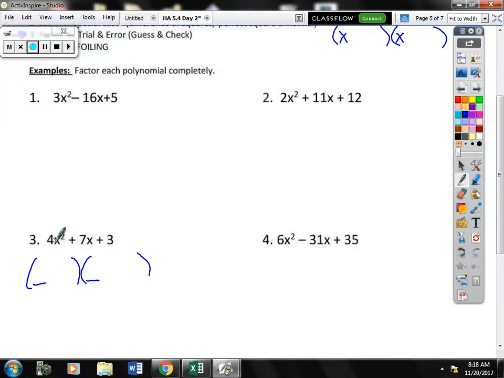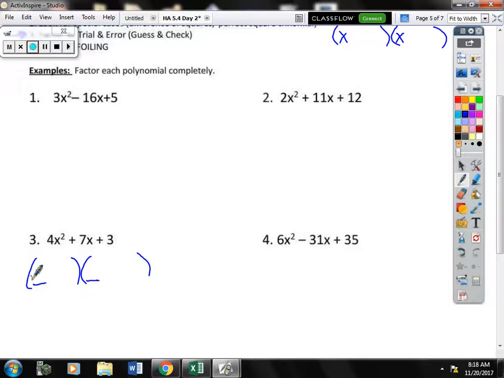So you have two options. You have 4x and 1x, or you have 2x and 2x, right? So that's what makes this a little bit more difficult, is that we don't know which numbers to put in. That's why it's called trial and error, guess and check. You're literally going to pick, I'm going to put 4x and 1x and then just try it. And if that doesn't work, then I'm going to erase it and do 2x and 2x.